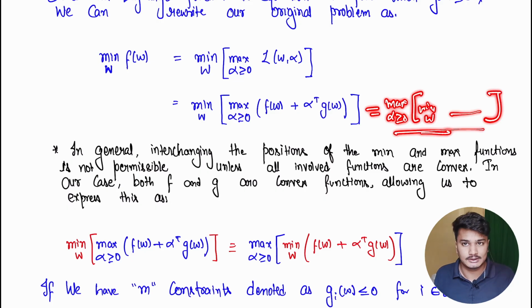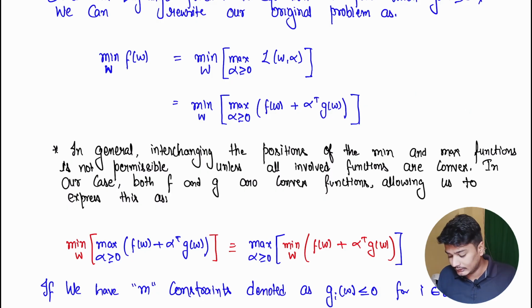We can't say this in general until or unless all the involved functions are convex, or we can say a nice function. If we have a nice function, that is a convex function, then only we can do this transformation, that rearrangement, saying min over max is equivalent to saying max over min problem. So we can't do this until we have the nice function, that is the convex function.